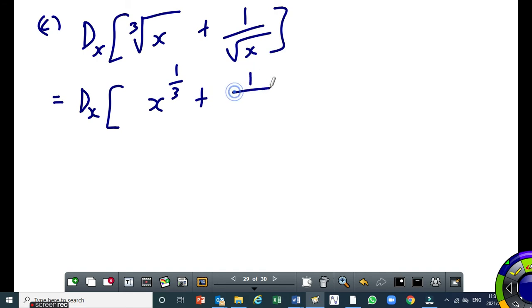First, I'm going to simplify it as 1 over x to the power of a half. Then, since the x is part of a denominator, I need to take it to the top, but the exponent of x becomes negative.